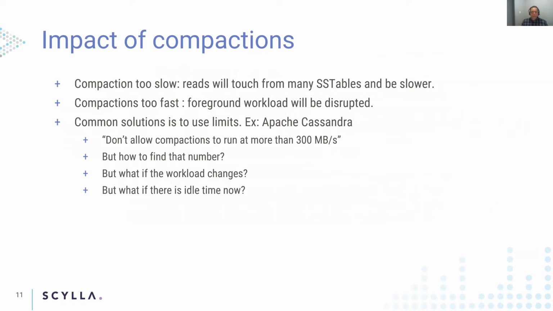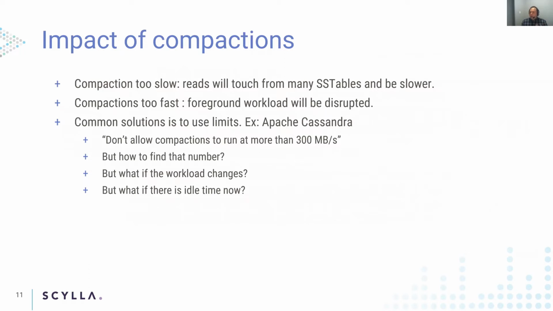The problem with this approach is, first of all, how do I find that number? Who came up with the number 300 megabytes a second? Is it too much? Is it too little? So I have to go into a tuning cycle to figure that out. Not only is this costly, what happens if my workload changes or if I move to a bigger machine? Those numbers that worked well before may not work well now.